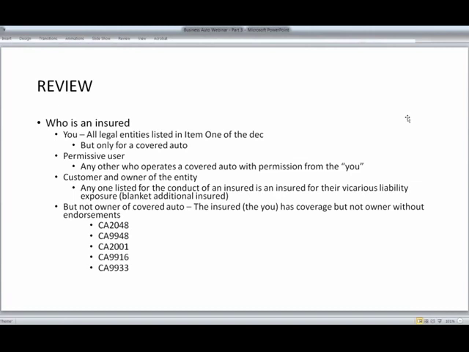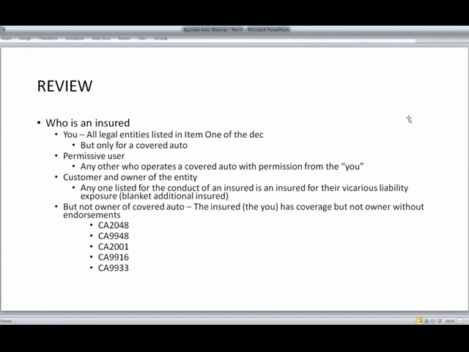We also looked at who's insured in the second session. "You" is the legal entities named on the dec sheet, all the legal entities, but only for a covered auto. We also extended coverage to permissive users as long as it has the owner's permission, and again, it's a covered auto. There's also coverage for customers and owners of the legal entities. That's the vicarious wording. Anyone liable for the conduct of an insured above, but only for the liability of those listed above. That is vicarious exposure, excuse me. That is blanket additional insured. But the owners of the covered autos are not covered. The insured is covered.